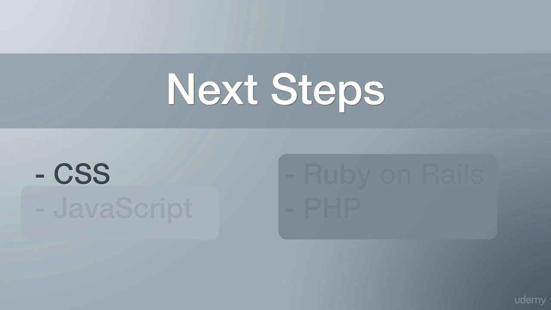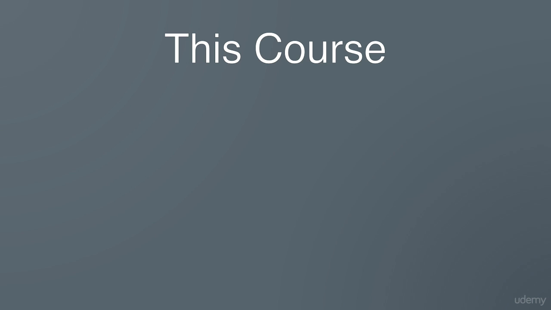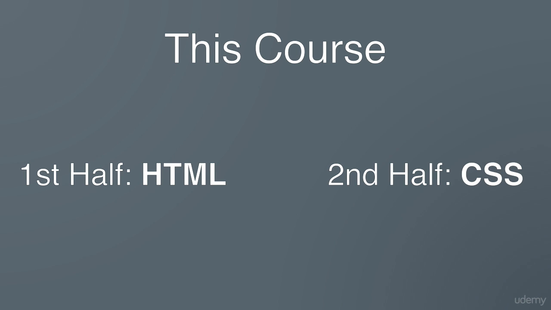Now, we will not be learning Ruby on Rails or PHP in this particular course. What we will be doing is chopping the course in half. In the first half of the course, we will become experts at writing HTML code. And in the second half of the course, we will become experts writing CSS code. These are the two essential languages of the web. And by the end of this course, you will have a professional knowledge of both. Which means at that point, you will be able to steer your career in any direction that interests you.